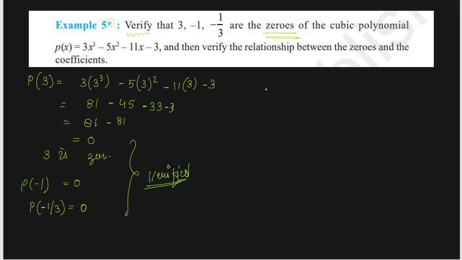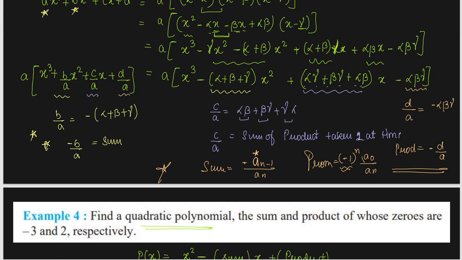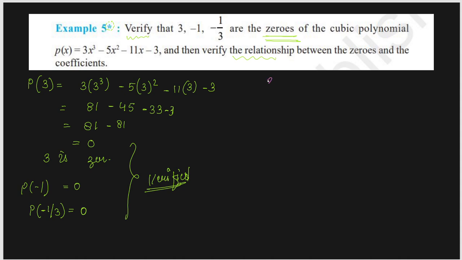Okay. Now they're asking you the verification of the relationship as well. Since we have already covered previously the relationships for the cubic polynomial, I'll repeat once again. What is the sum? Sum is alpha plus beta plus gamma, which is 3 plus minus 1 plus minus 1 over 3, which is 2 minus 1 over 3. Taking the LCM, 6 minus 1, which is 5 over 3.